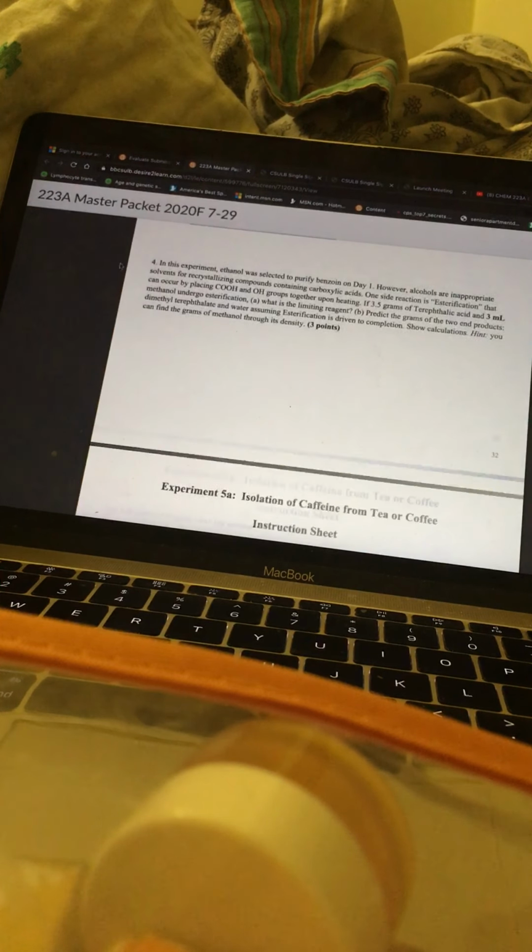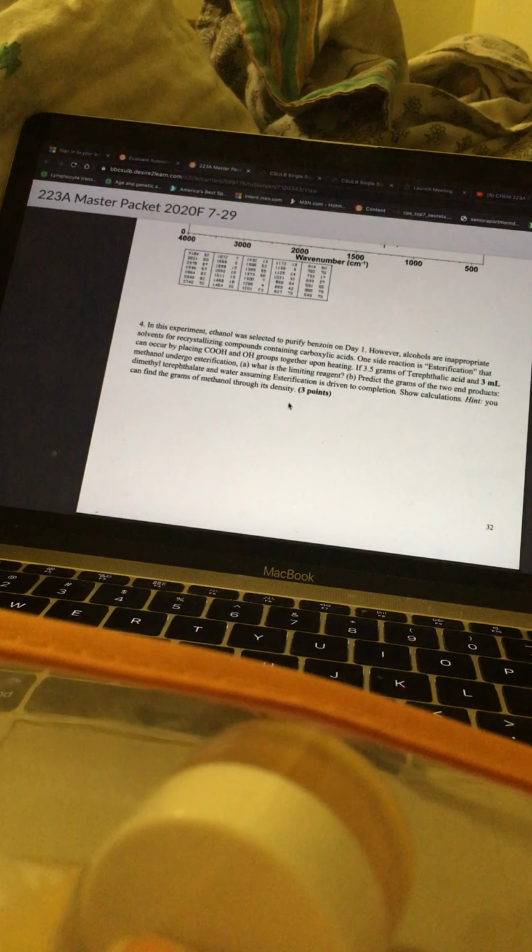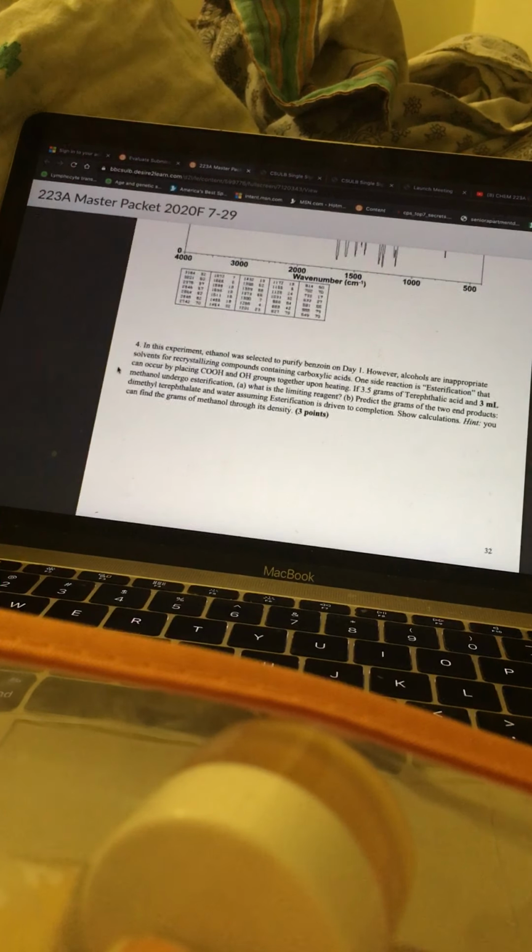And then lastly, this last problem is just like the problem from your experiment 2, where it's a Gen Chem type of problem. So it's similar to that: limiting reagent, predict the grams of the products of the side reaction. So that's number 4. Any questions?